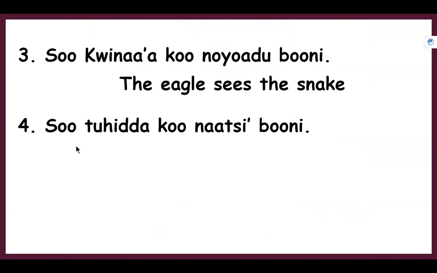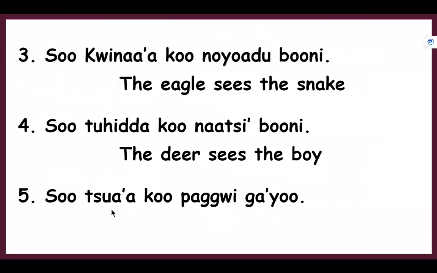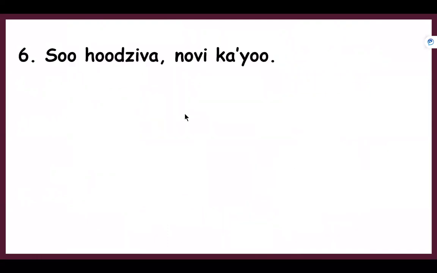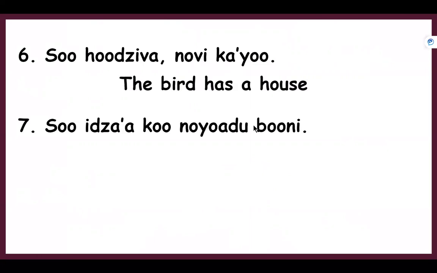Number four, sutuhida kunatse bunni. The deer sees the boy. Number five, sutsa kupakwigeya means the girl has the fish, not just any fish in general, but kupakwi. Yahu sutsa simagua bagwitsa kat. Six, suhudziba novikeyo. The bird has a house.